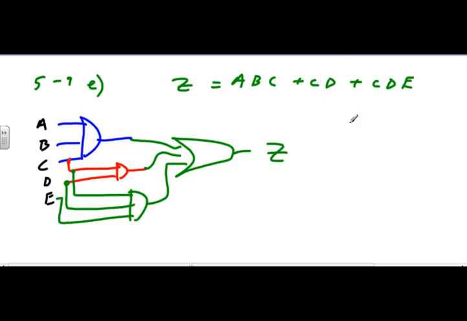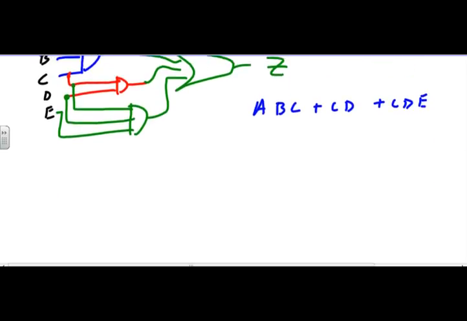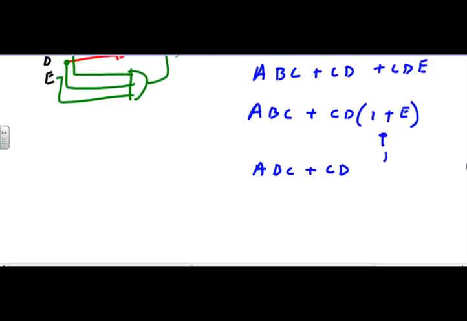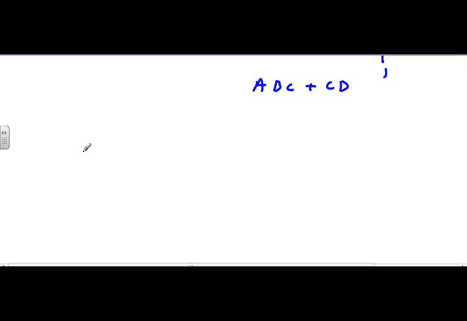Now we have to simplify the circuit. Okay, so I got A, B, C, or C, D, or C, D, E. And I say, well, that's the same as A, B, C, or C, D, 1 or E. Okay. 1 or E is just a 1. So this is A, B, C, or C, D. At that point, there's nothing I can do about it. So I will go and redraw the circuit.